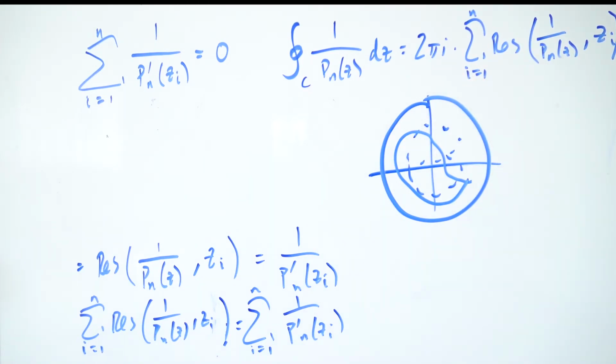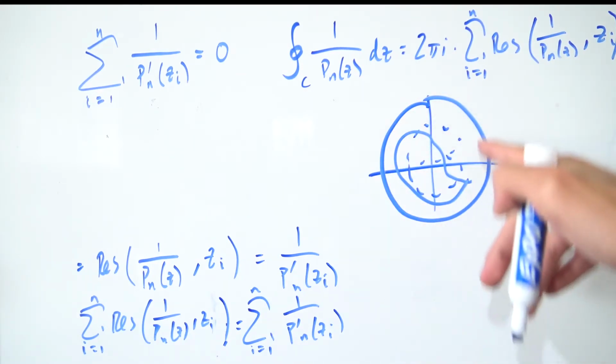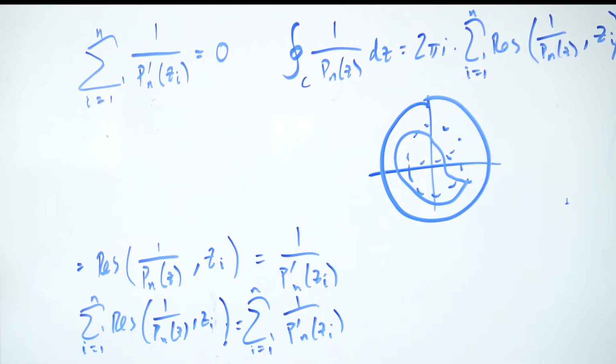We'll only be summing up part of the residues, but we want to be summing up all the residues that we possibly can. So that's why our contour has to enclose all of these poles right here. So how exactly can we come up with a contour that can do this?